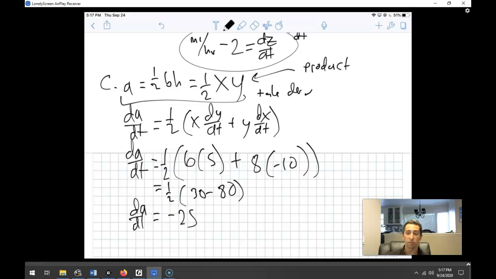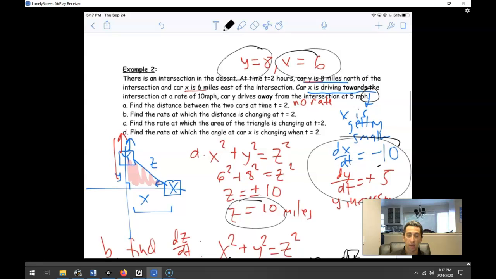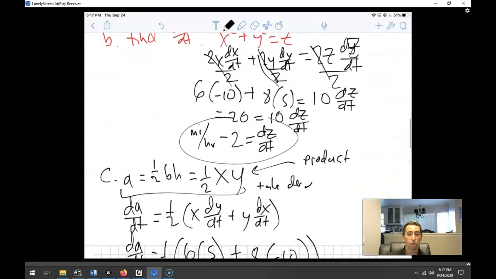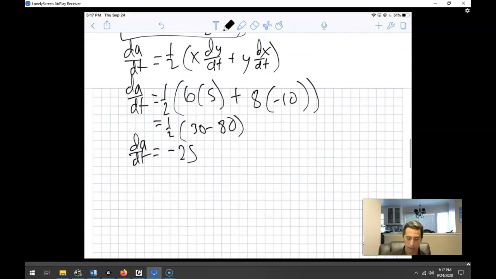Okay, so that tells you the rate at which the area of that red highlighted triangle up here is changing. Now we want to think about units. Area is two-dimensional, so that should be in terms of miles squared per hour. All right, so that's the process in part C.